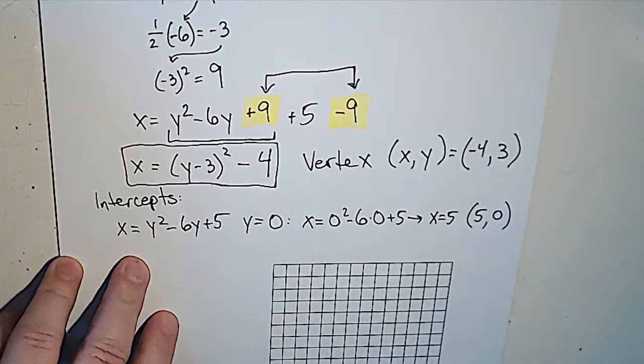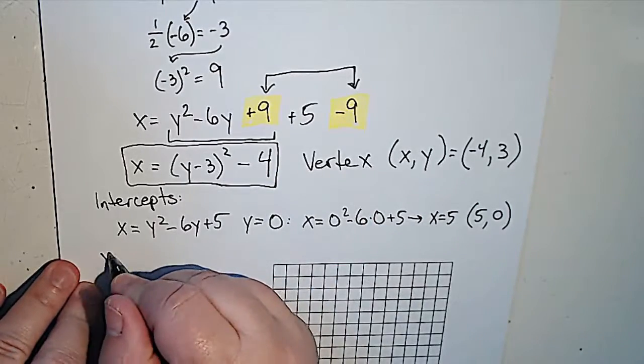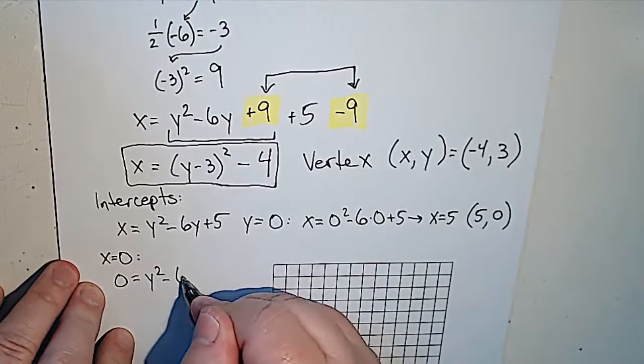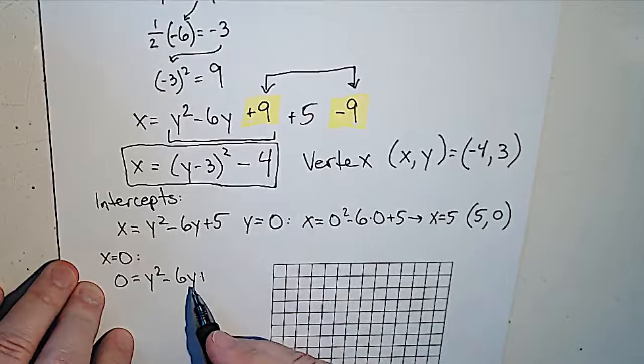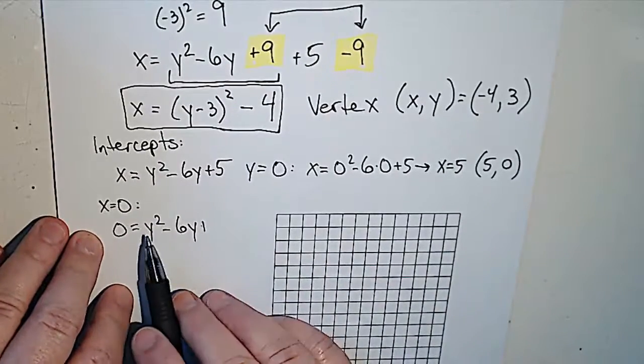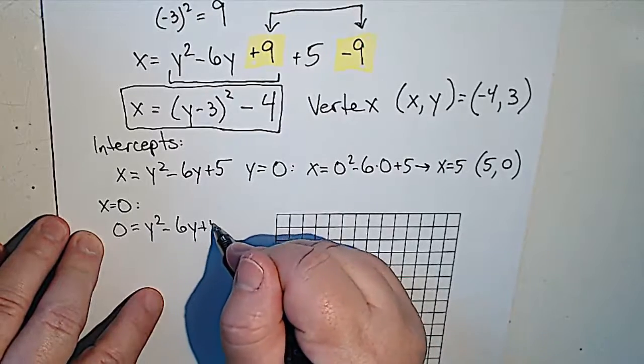So far, so good? And then if I want x to be equal to 0, I have 0 equals y squared minus 6y plus 5. My hand knew, my brain didn't. There you go. Oh, I almost fell for it. Y squared minus 6y plus 5.